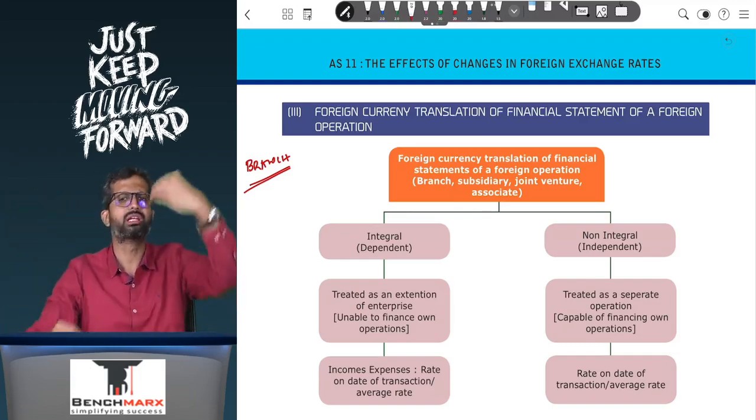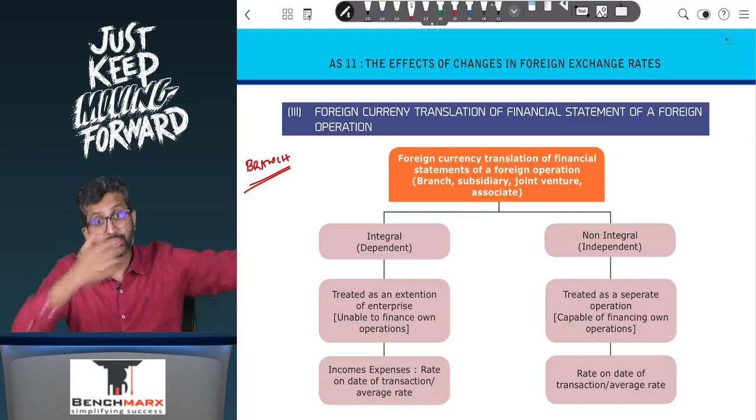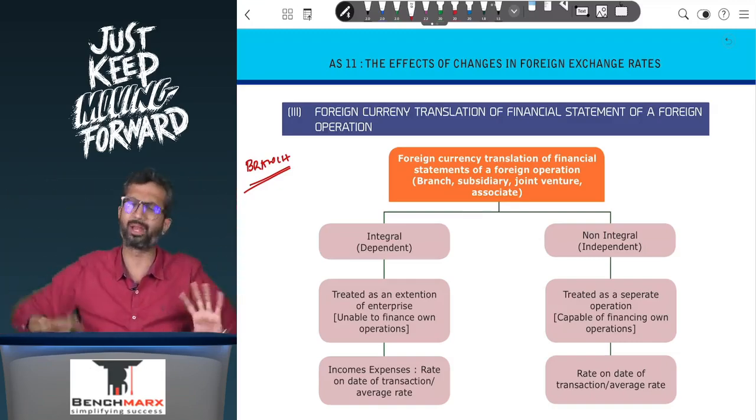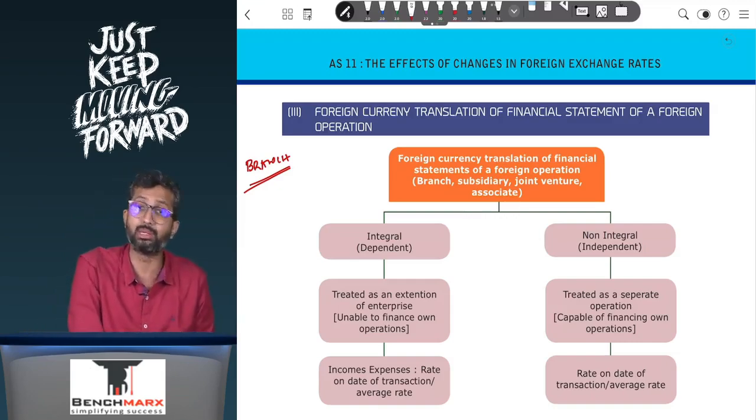Like Tata Motors decides to sell it to some other company, then the entire pounds will come back to India. Pounds for all the monetary and non-monetary items will all come back to India, but till that time, because it is an independent branch, the money will be in the UK.